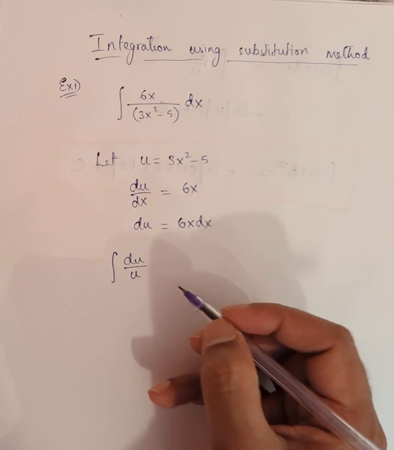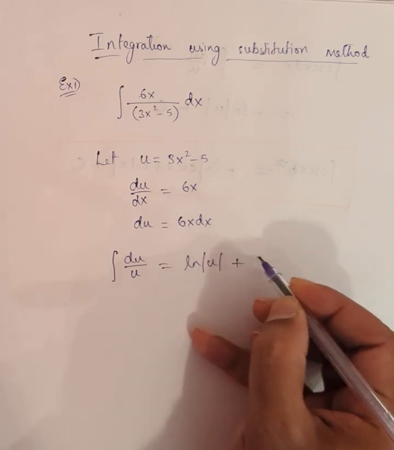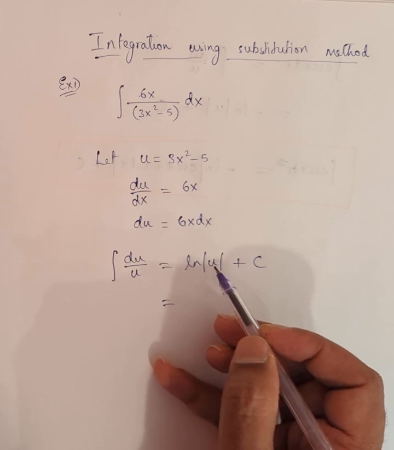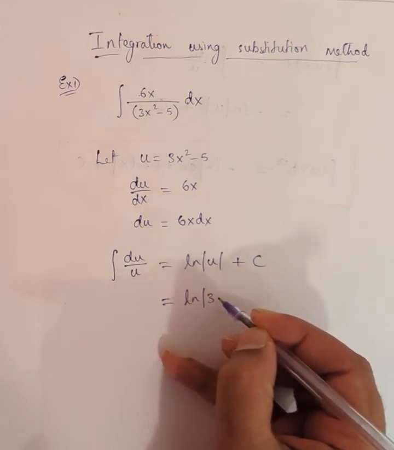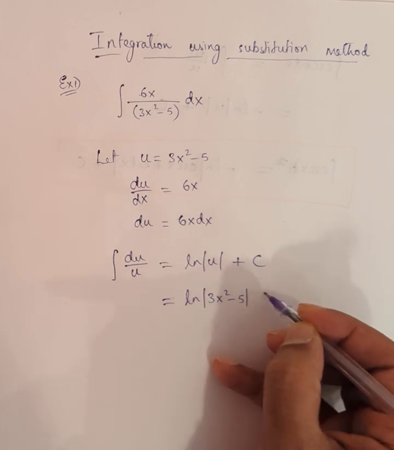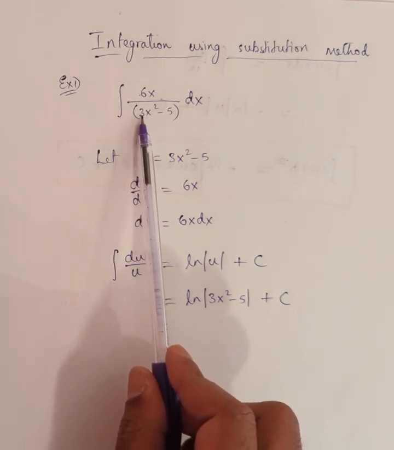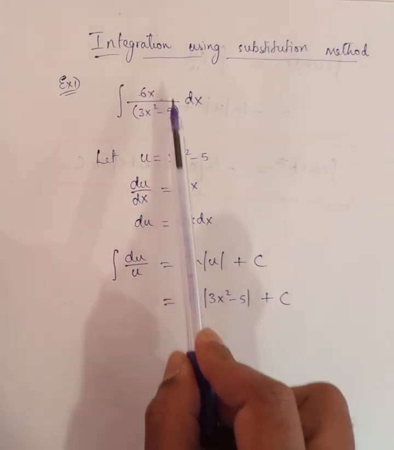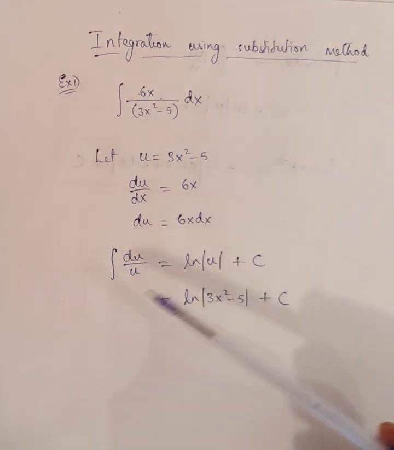Now this is something we know how to integrate. This integrates to natural log of absolute value of u plus c. And now we want to change this u back to x. So what is u? u was defined to be 3x squared minus 5. So that's what I'm going to write down: natural log of absolute value of 3x squared minus 5 plus c. So in this example, your denominator is something and your numerator is exactly the derivative of the denominator. So that's why you had 1 over u as your new function to be integrated.